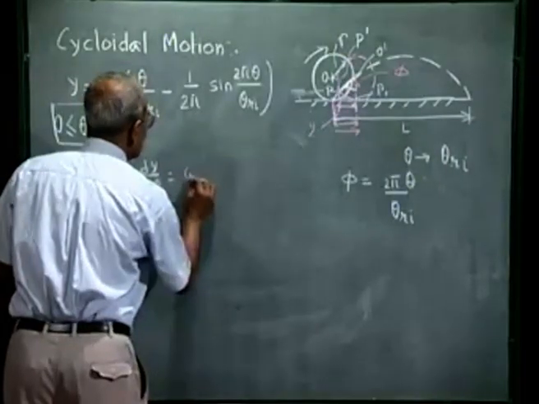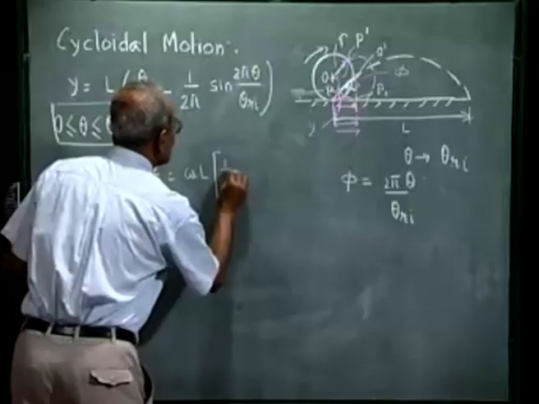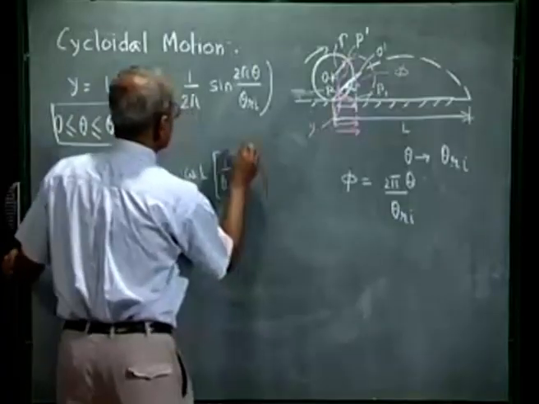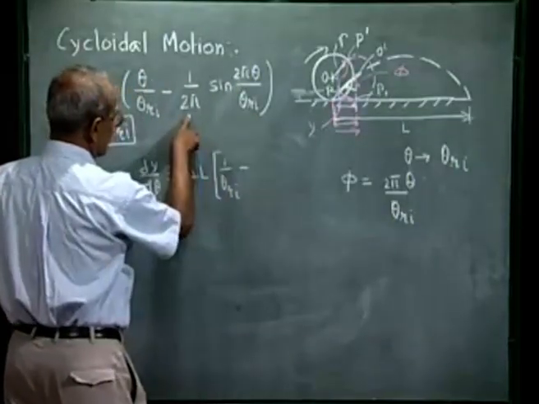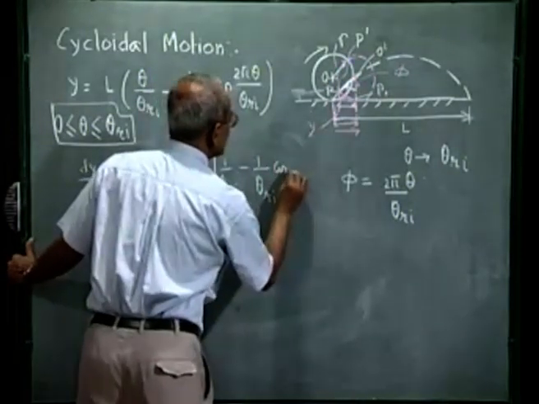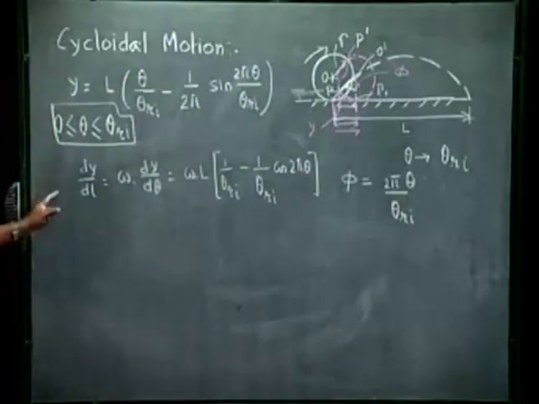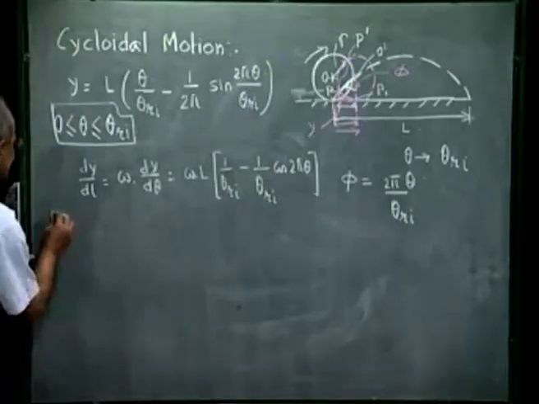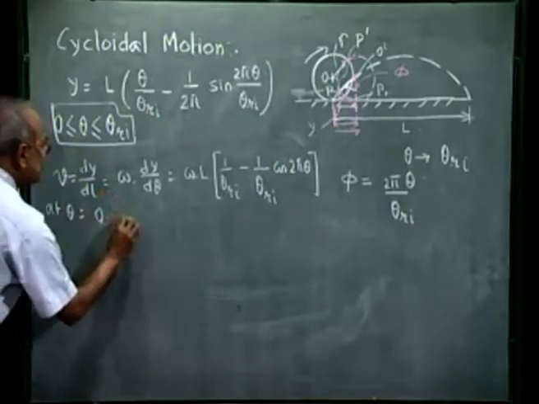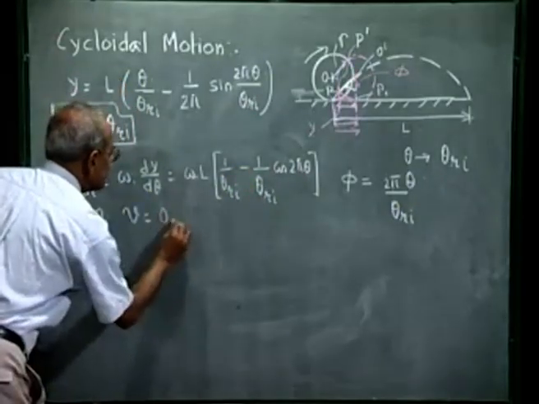So what do we get? Omega into L, differentiating this, we get 1 by theta Ri minus, if I differentiate this, 2 pi by theta Ri, the 2 pi cancels with this, 1 by theta Ri into cosine 2 pi theta. So the velocity at the beginning and end of the rise, that is theta equal to 0, theta is 0, this is 1, this cancels, v is 0.